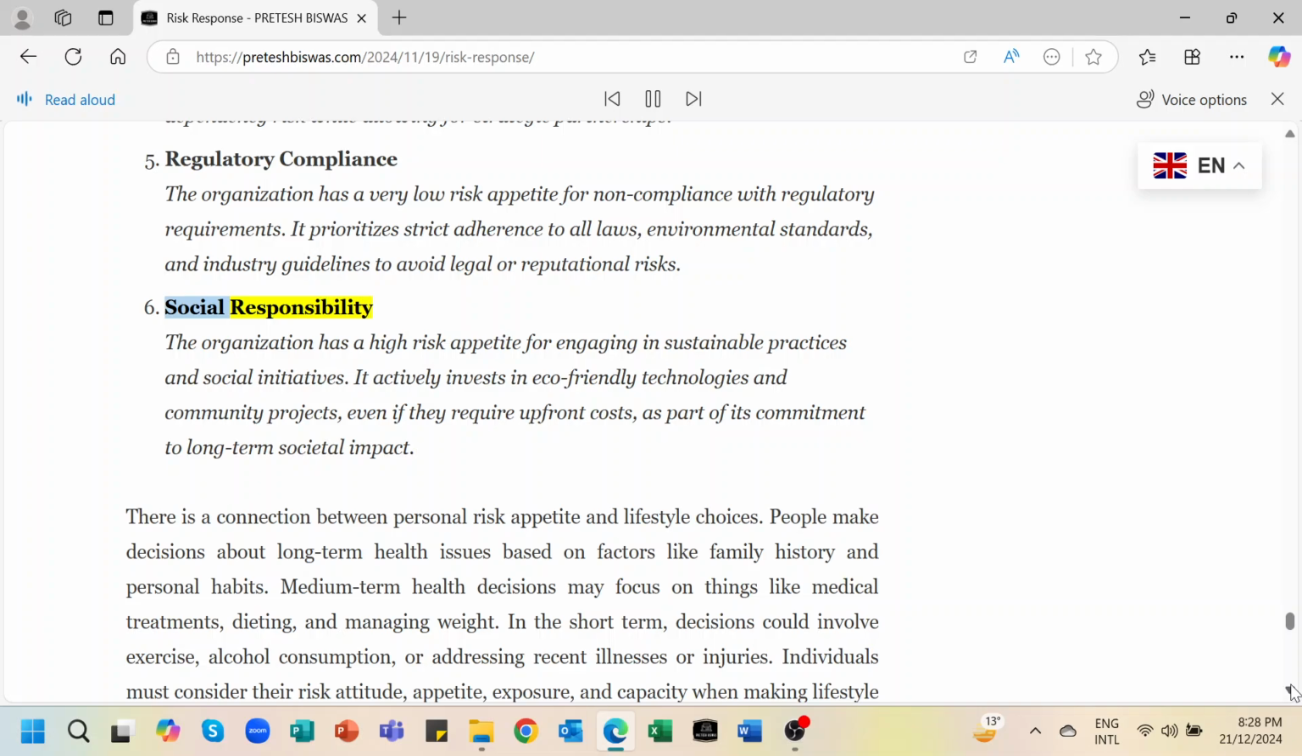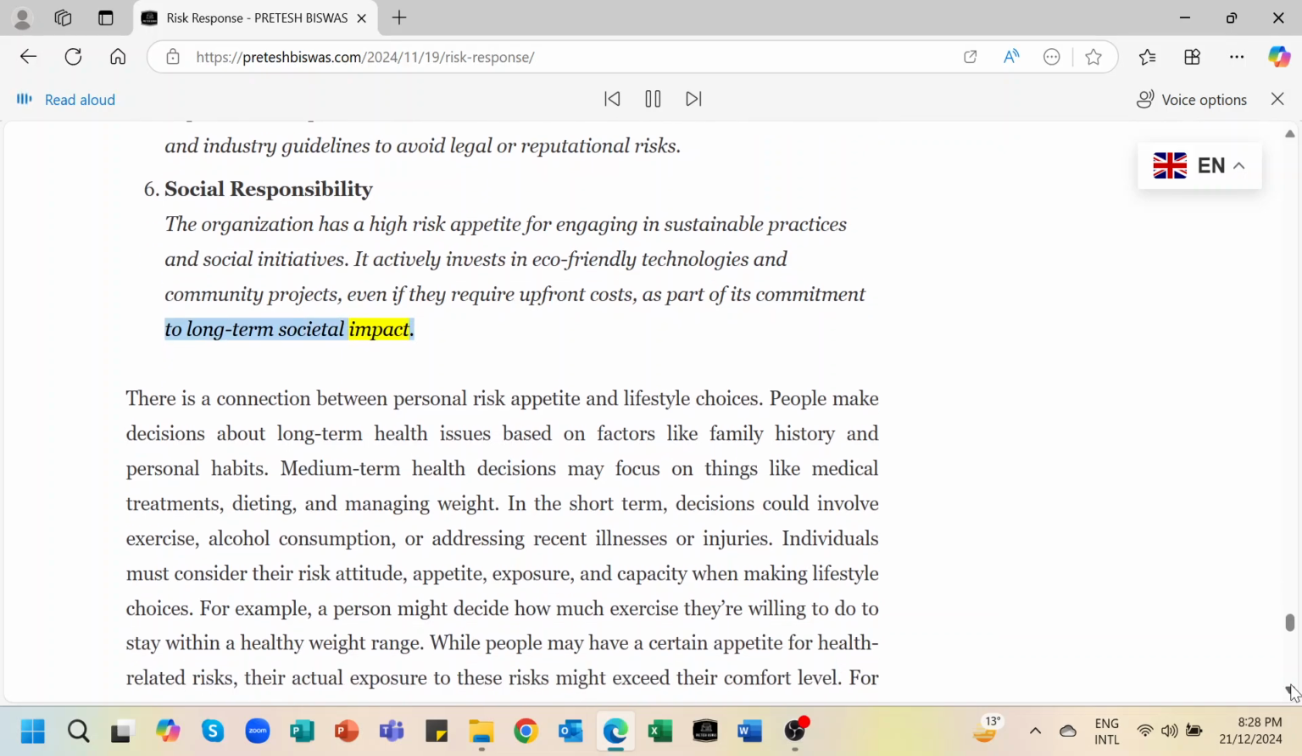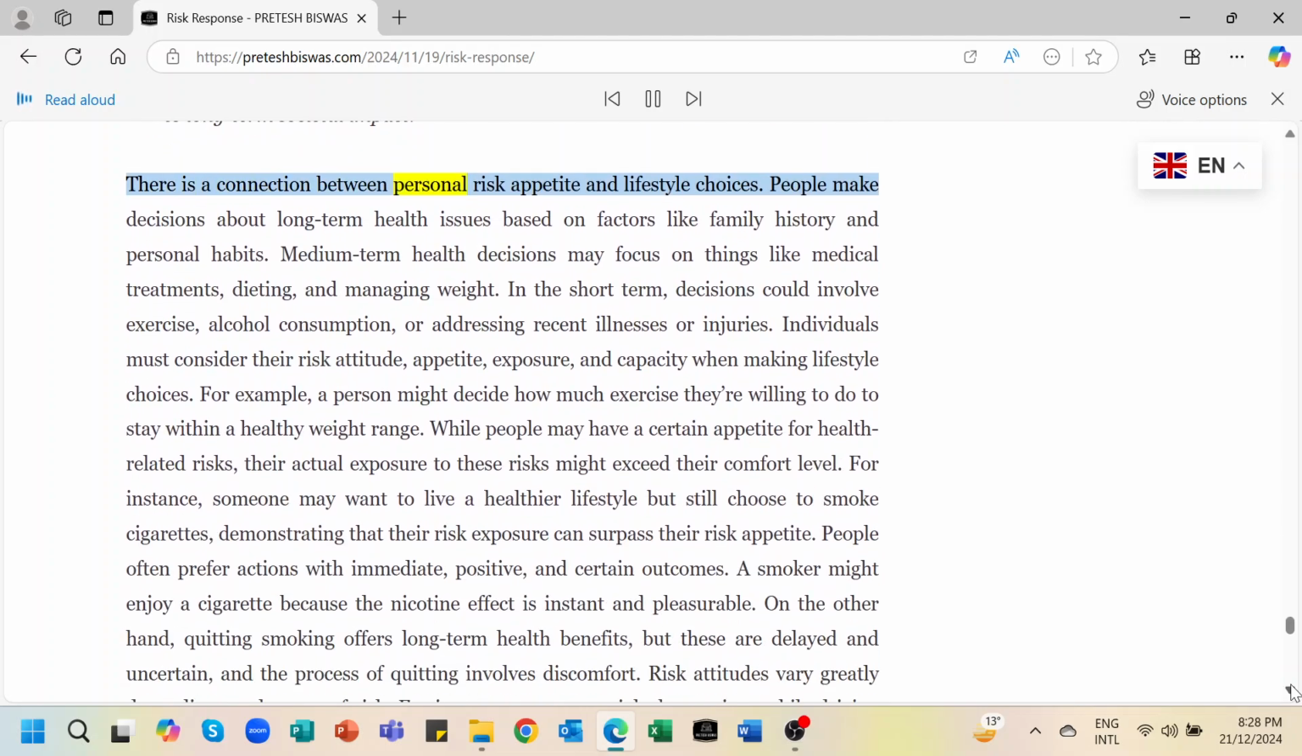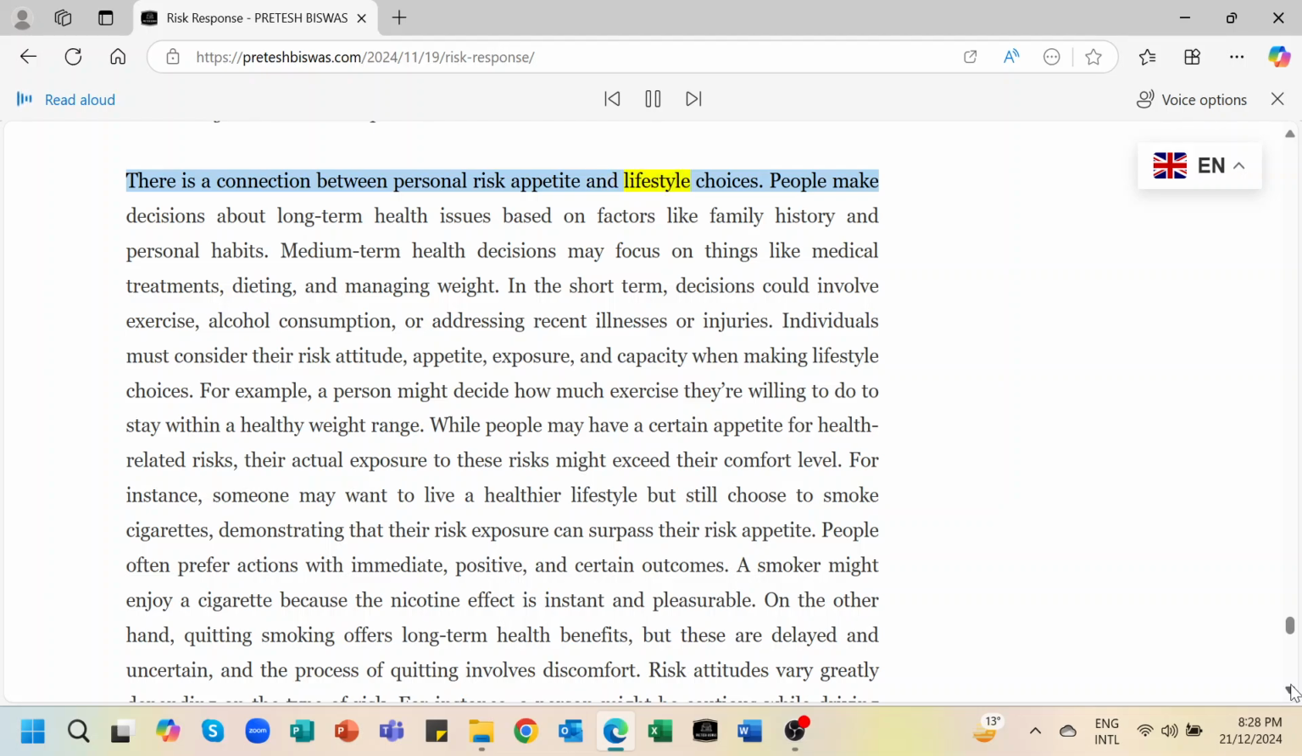Social responsibility. The organization has a high risk appetite for engaging in sustainable practices and social initiatives. It actively invests in eco-friendly technologies and community projects, even if they require upfront costs, as part of its commitment to long-term societal impact. There is a connection between personal risk appetite and lifestyle choices.